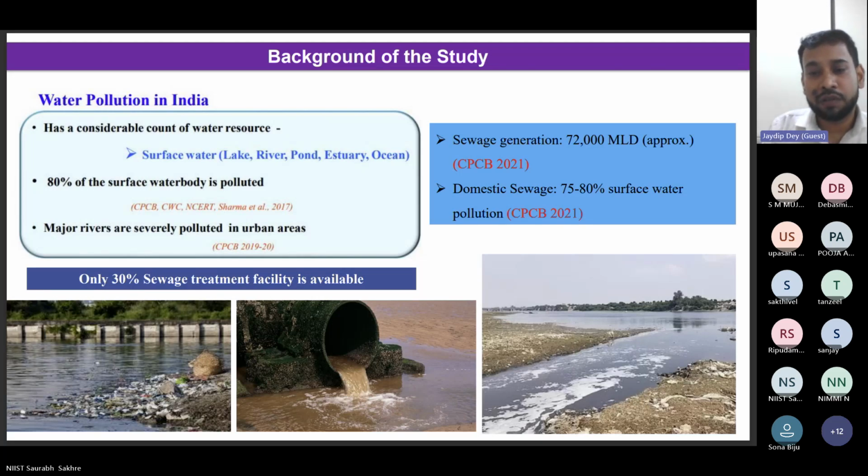And our domestic sewage is responsible for 75 to 80% of our surface water pollution. And in India, we have sewage treatment capacity for only 30%. So the remaining untreated sewage is directly released into water bodies like lakes and rivers, and finally it goes to the ocean. So it creates massive water pollution in our aquatic or marine environment. Next, please.